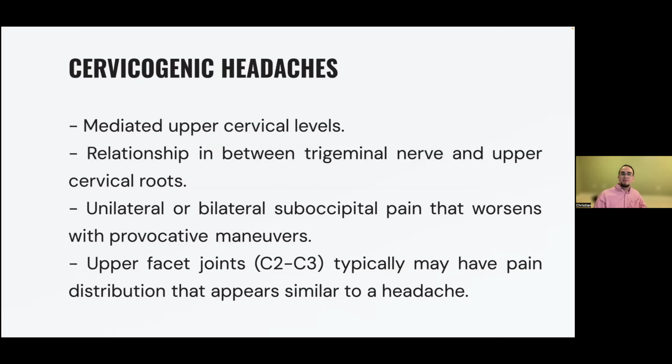Then we could get more into cervicogenic type of headaches, which, as I said earlier, there's a connection between the trigeminal nerve and the C1, C2, C3 roots. Basically, they do combine and cause pain, and that type of pain will be more described as a base of the skull pain. It could be unilateral or bilateral, and it could potentially get worse with certain provocative maneuvers. So at that point, I do test for facet load or Spurling test, just trying to look for these types of triggers for their pain.